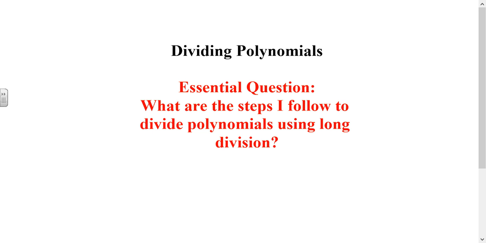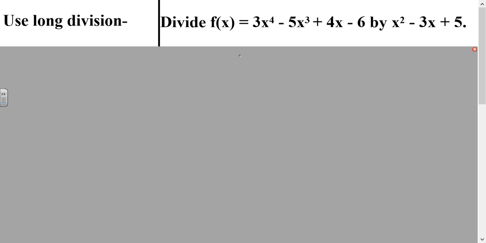Today's lesson is dividing polynomials. And your essential question is, what are the steps I follow to divide polynomials using long division? So the first example that we have is going to be dividing polynomials by long division. And we're dividing 3x to the fourth minus 5x cubed plus 4x minus 6 by x squared minus 3x plus 5. So this seems like it's going to be kind of complicated, but we're just going to use long division just like you did in grade school.